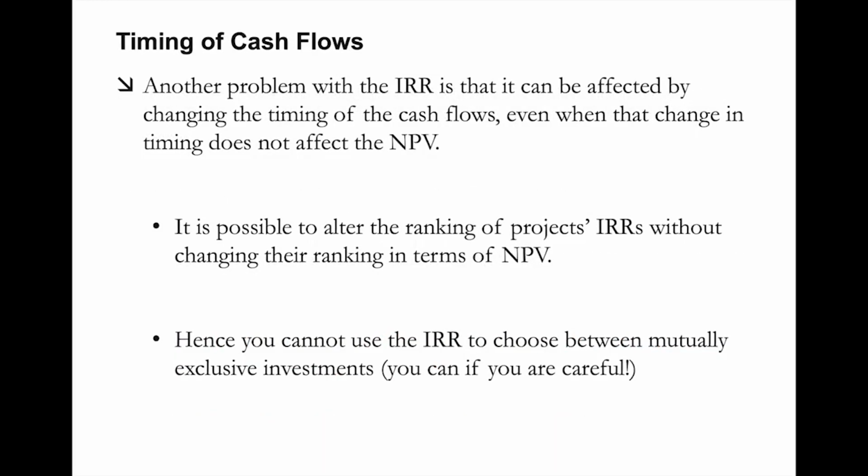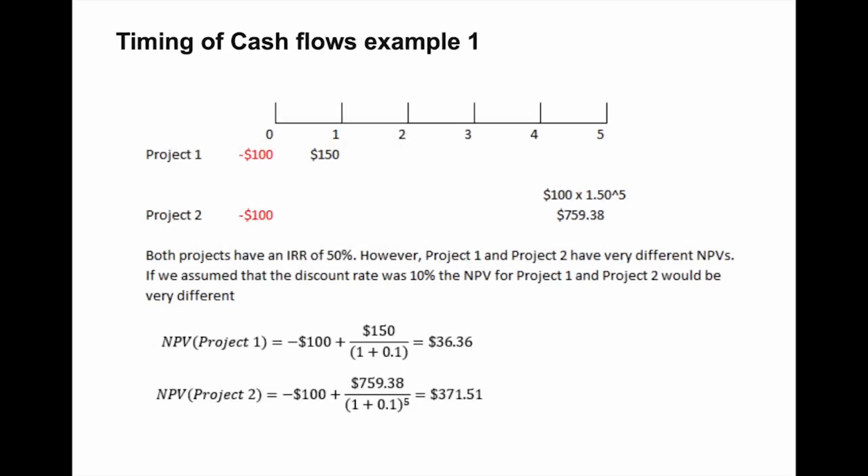The timing of cash flows is something we also need to be aware of. Even if mutually exclusive projects have the same scale, you may still rank projects incorrectly using the IRR rule, because there are differences in the timing of their cash flows. Now let's have a look at a very simple example here. We've got project 1 and project 2. They both cost $100 today.